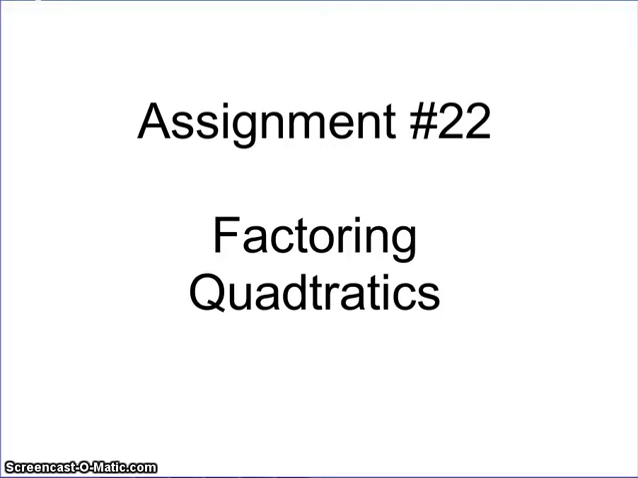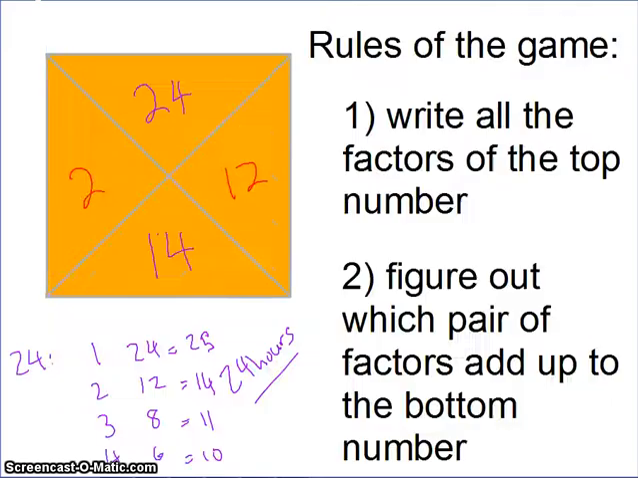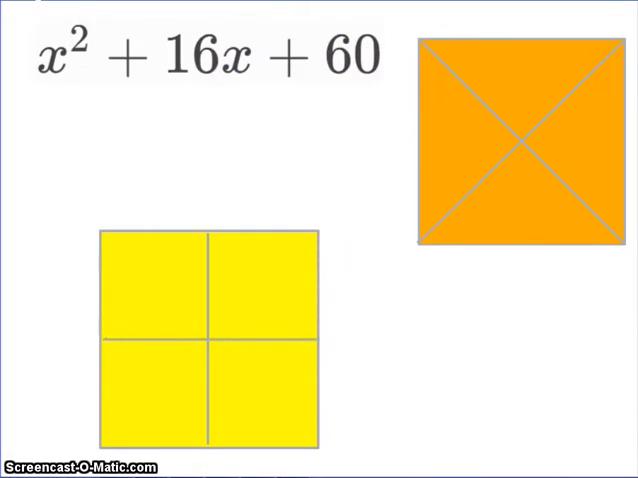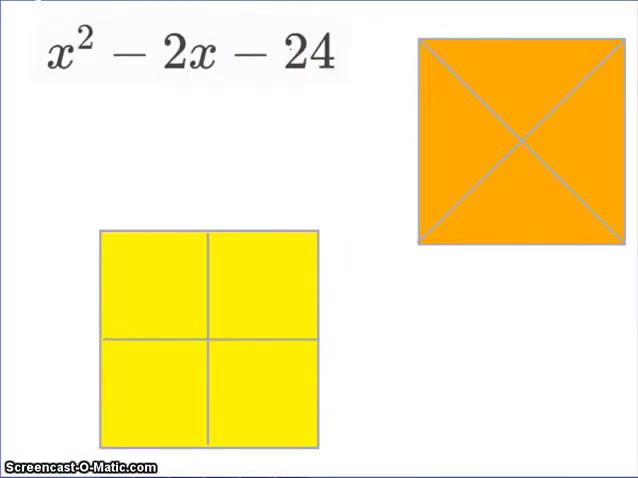Alright, continuing with practice for assignment number 22, factoring quadratics. There was a great deal of talk about this, but not enough practice. It seems complicated, but it's really not. I'm looking for two numbers that multiply to make negative 24, and they also have to add to make negative 2.